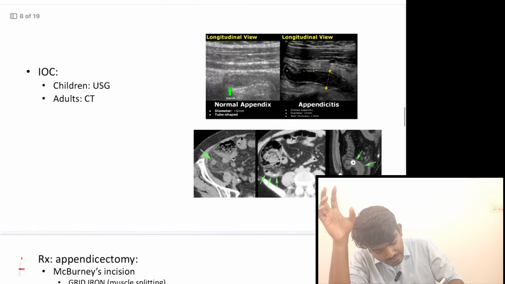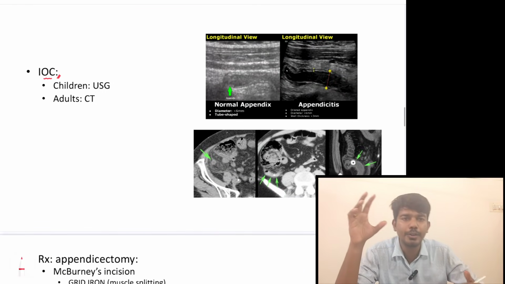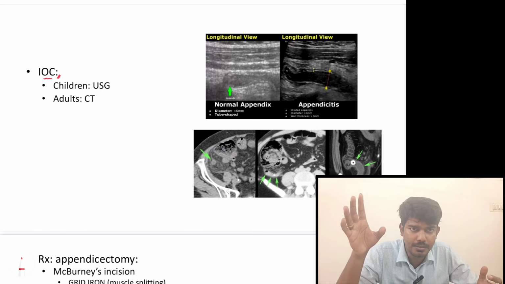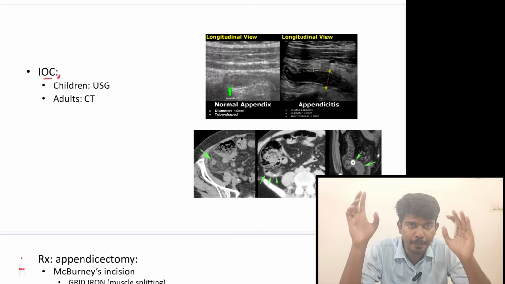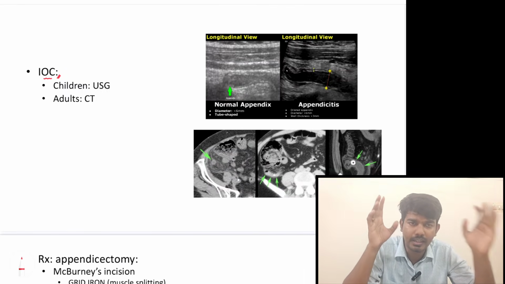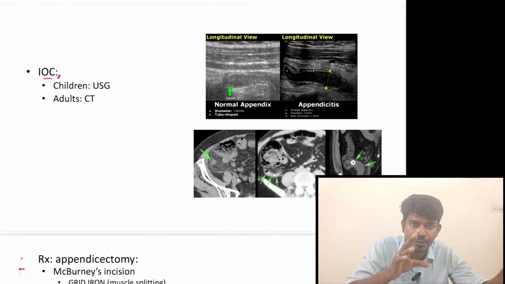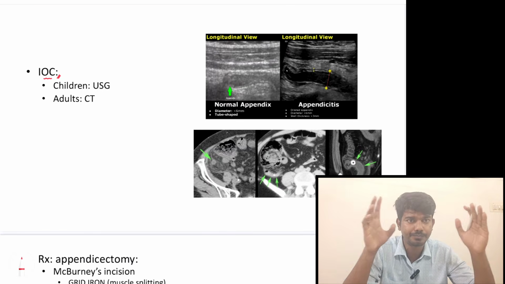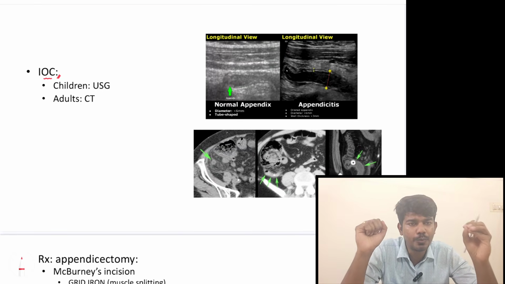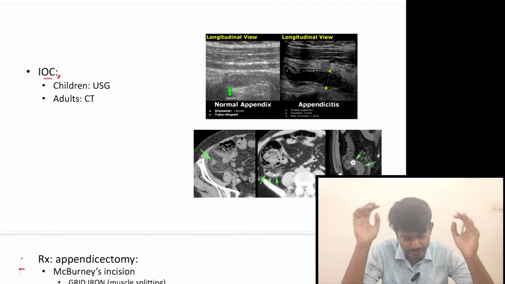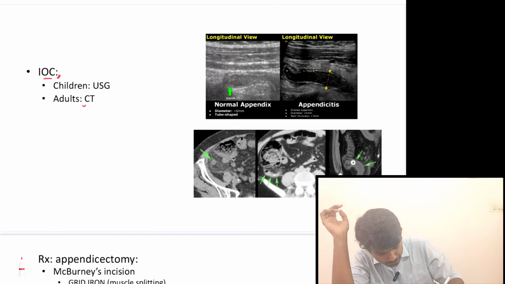Next, what is the investigation of choice? How are we going to radiologically diagnose this? Investigation of choice in case of a child. ஒரு child கொடுத்துருக்காங்க கொஸ்டினில் suggestive of acute appendicitis, right iliac fossa பெயின், ஃபீவர், வாமிட்டிங் இந்த மாதிரி symptoms-ஓட presenting அப்படின்னா we have to go with ultrasound. Whereas in case of adults it is CT.